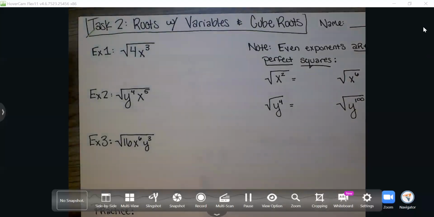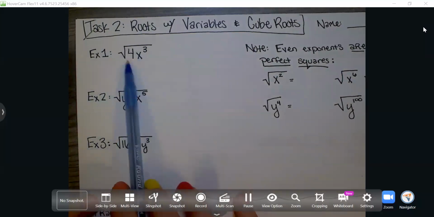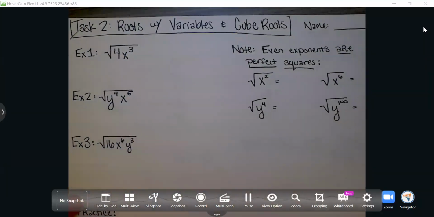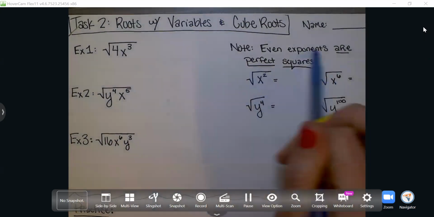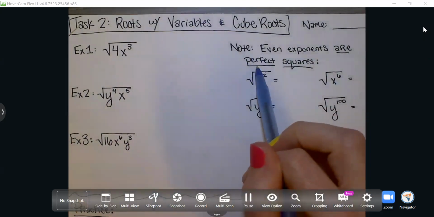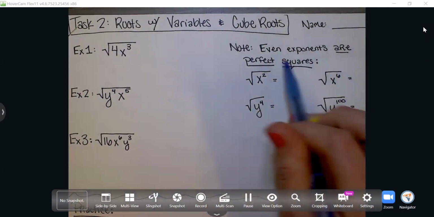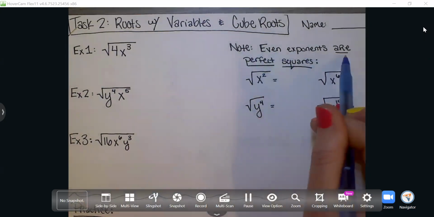All right, let's start on task 2. We are going to start doing square roots, but this time we're going to add in some variables, some x's and y's. Now, when we think about perfect squares, we have our perfect square list from last class, but perfect squares of variables are even numbered exponents.